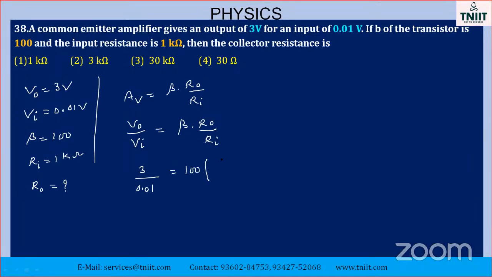What about the output resistance? We have to calculate. Input resistance is given 1 kilo, so 1 into 10 power 3. So you can simplify this. If you cross multiply these two, you will get 1. So R0 value will be 3 into 10 power 3, so that is 3 kilo ohm. So option B is the right answer.